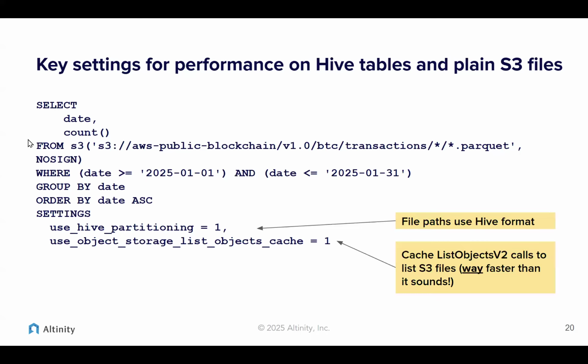If you're going straight against Hive or plain S3, and you're using Hive partitioning, there's a setting, use Hive partitioning, but also use object storage list objects cache. That's a really big one. In some cases, for queries that scan very small amounts of data out of a large collection of files, they can boost the speed by 100 to 1 or more. So these are important to have.